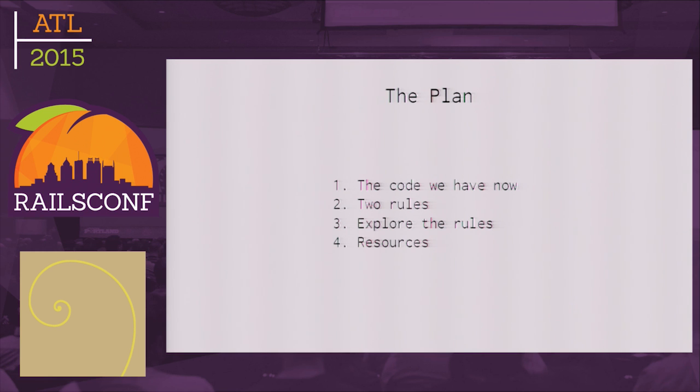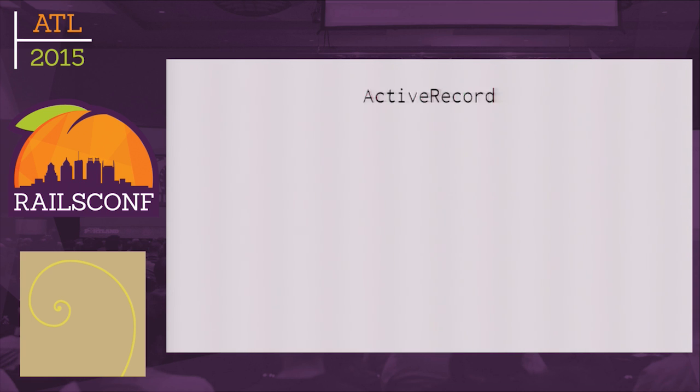So here's the plan. We're going to talk about the code we have now. I'm going to give two rules for breaking it down in different ways, and we're going to explore what those rules implicate for our code. And then I'm going to end with some resources, some tools that you can use, some links to more places you can see good code.